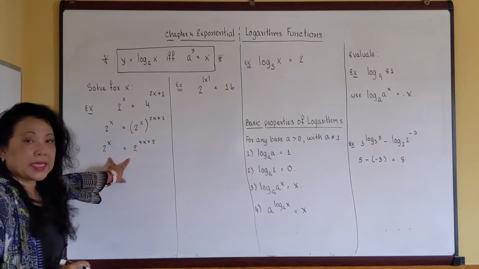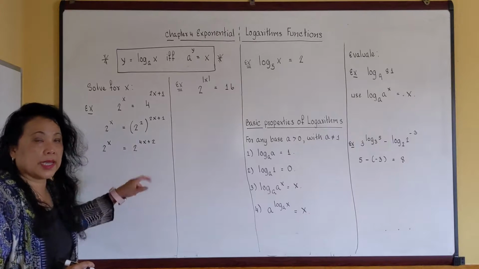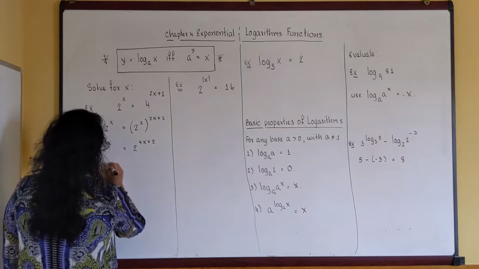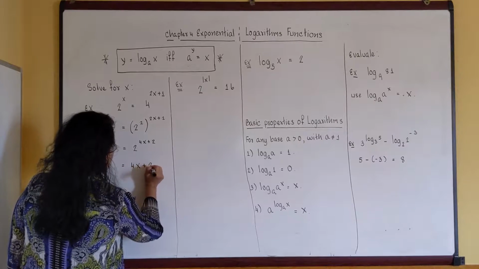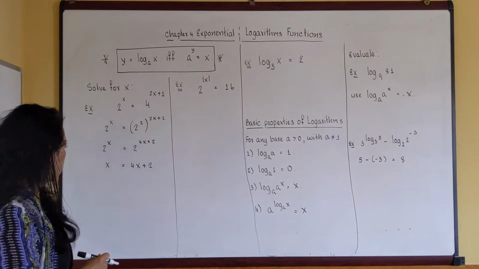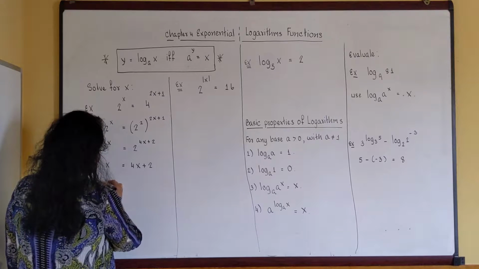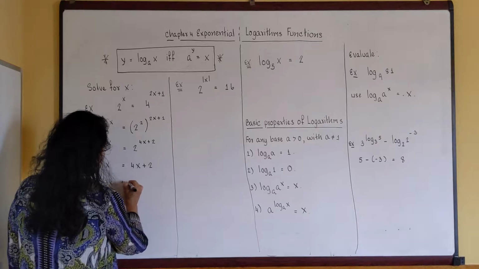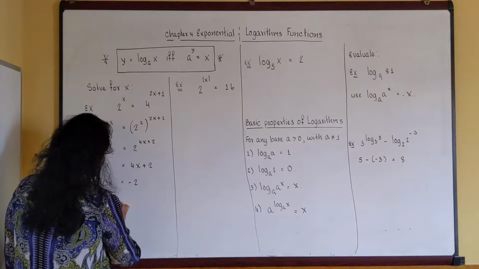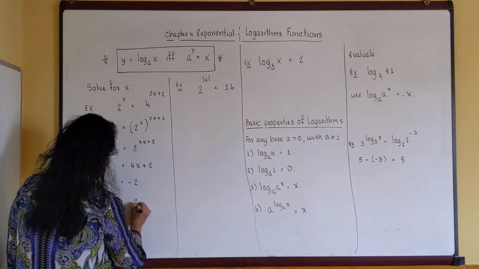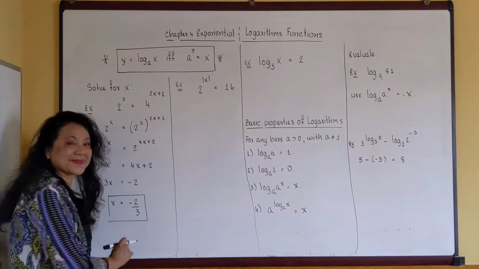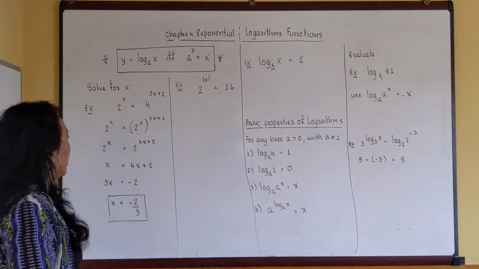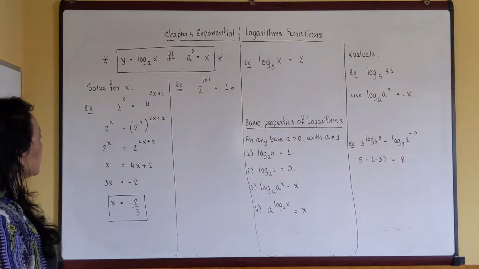They have the same base and they're equal, so the exponents should be equal. So we have x equals 4x plus 2. Now it's just linear, and you can solve that. So 3x is equal to negative 2, so x would be negative 2 over 3. Alright, let's look at the next one.